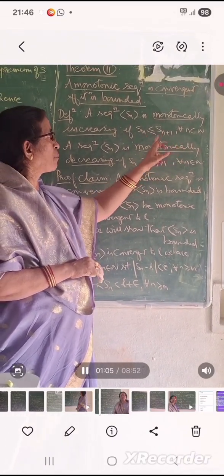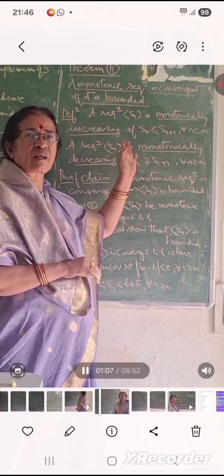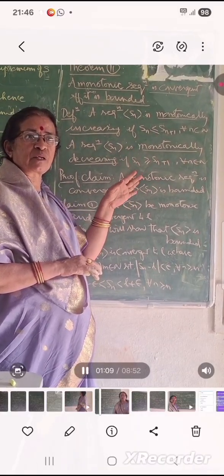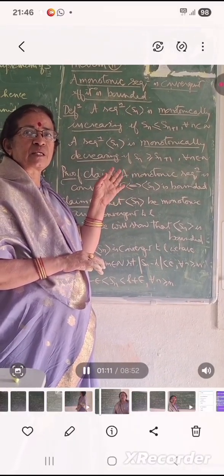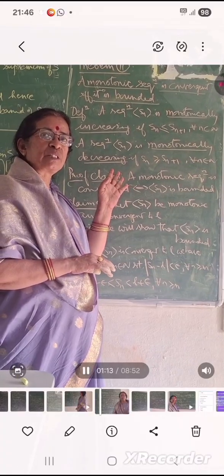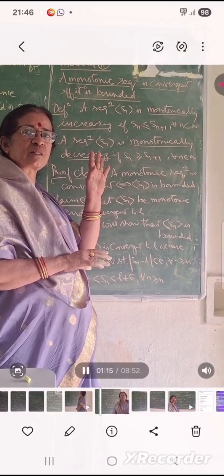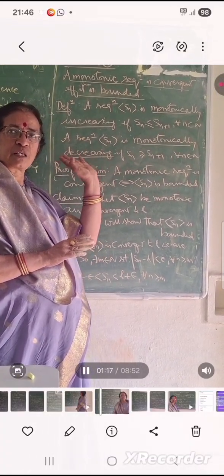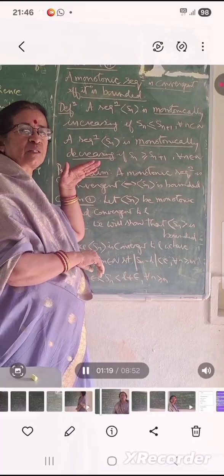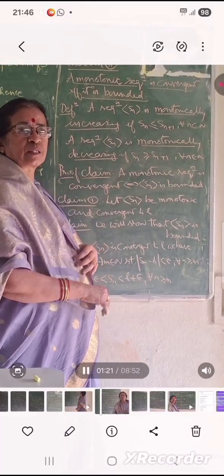belongs to capital N. That means S1 is less than or equal to S2, S2 is less than or equal to S3, S3 is less than or equal to S4, which is less than or equal to S100, which is less than or equal to S101 and so on. Okay, then it is said to be monotonically increasing.